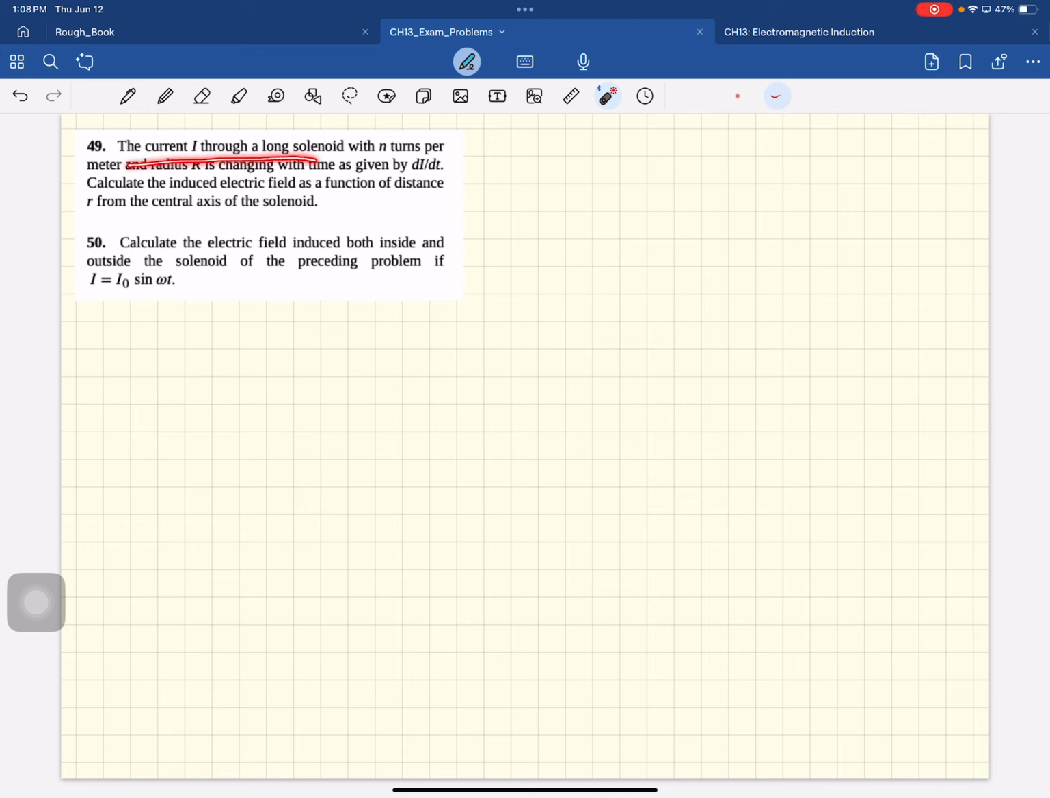The current through a long solenoid with n turns per meter and radius r is changing with time, given by di by dt. Calculate the induced electric field as a function of the distance r from the central axis of the solenoid.